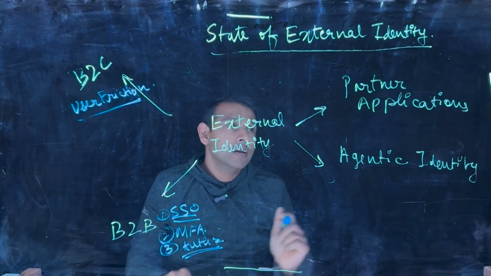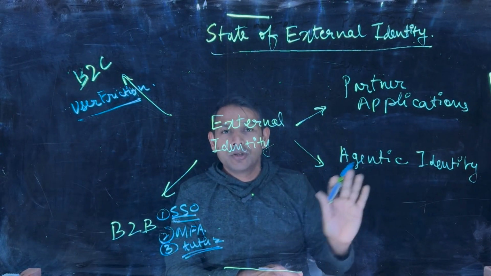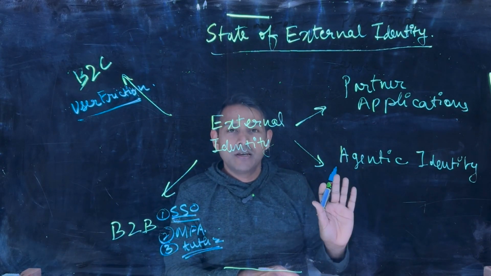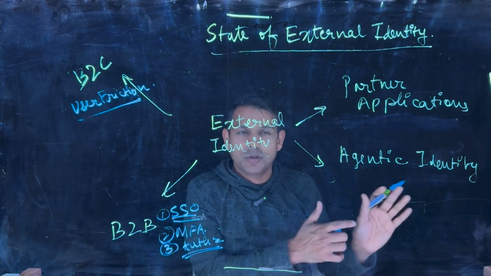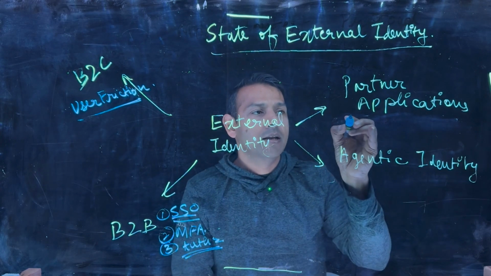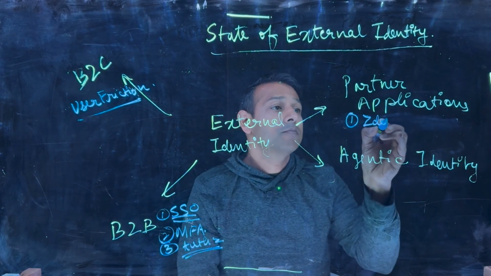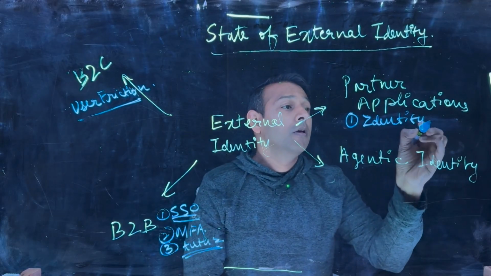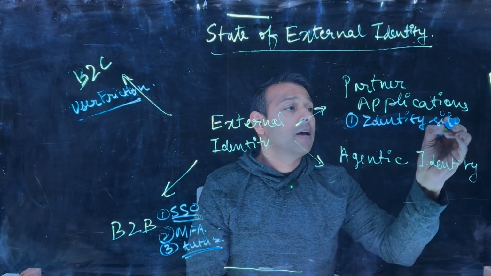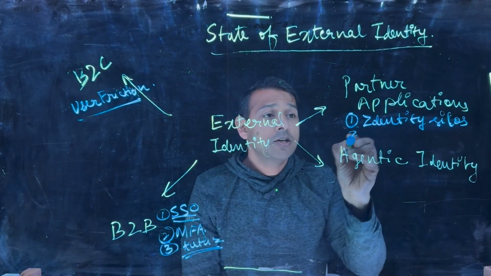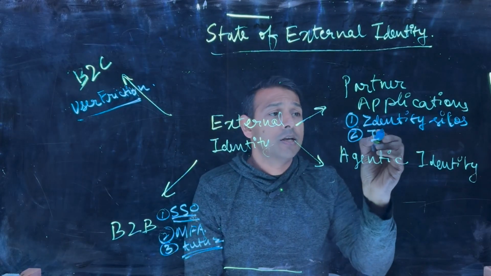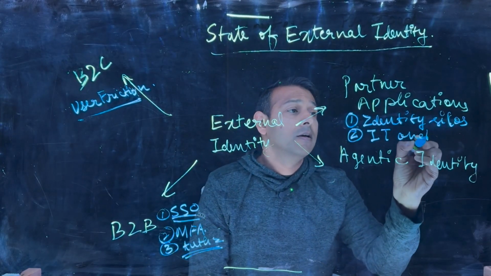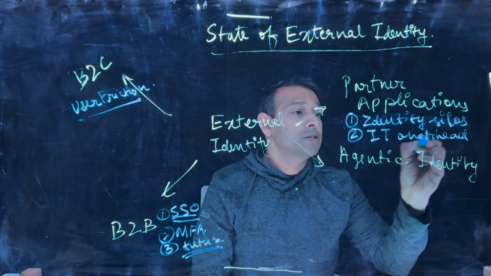And when we talk about partner applications or any of the applications facing other constituents than customers, we hear the biggest challenge as the identity silos, which is each of these applications having its own login. The other challenge that we hear often is just the IT overhead of managing different sets of tools and systems here.